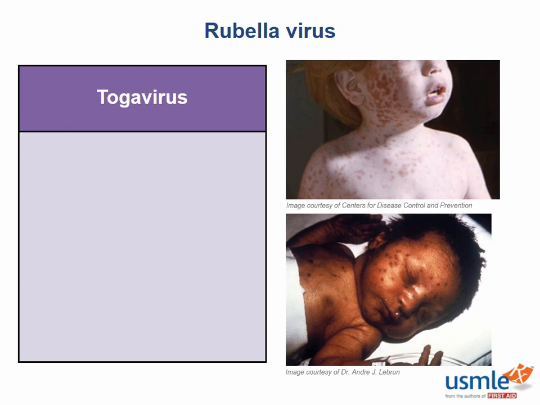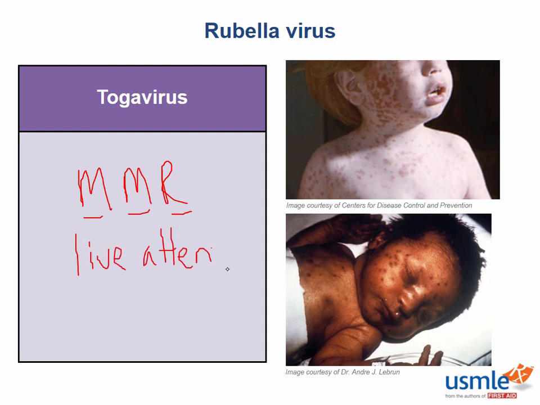Fortunately, we have a vaccine, a very effective vaccine that can prevent rubella virus infection. This is the MMR vaccine, which represents measles, mumps, and rubella. It is a live, attenuated vaccine. It's very important for protection against viral infections of measles, mumps, and rubella.